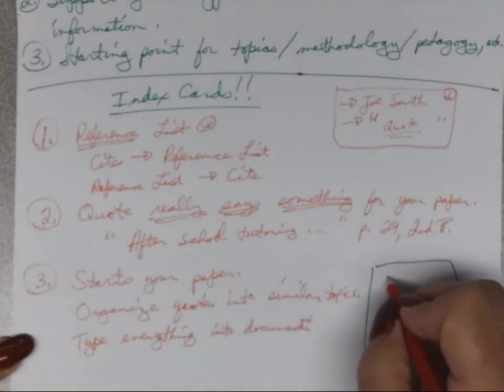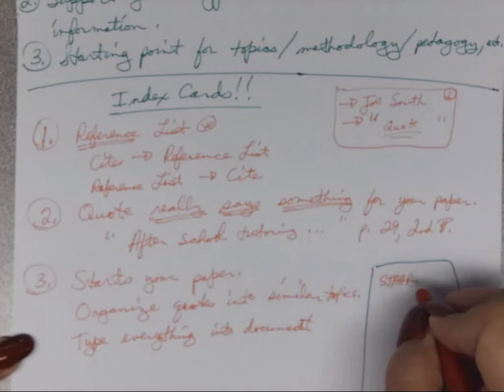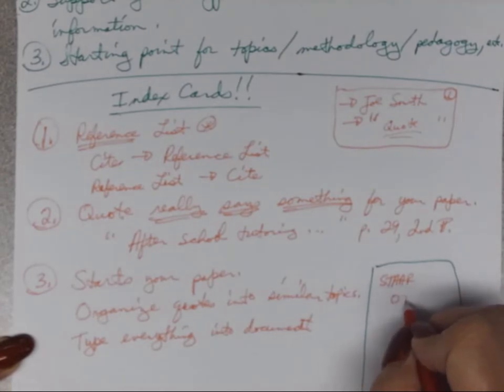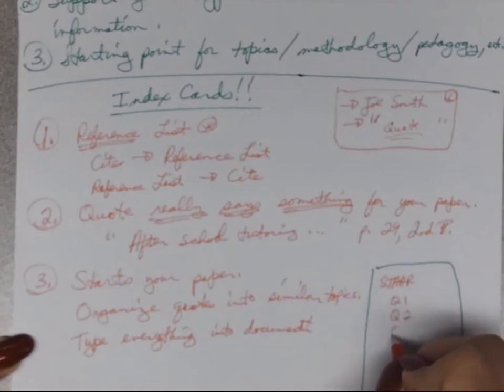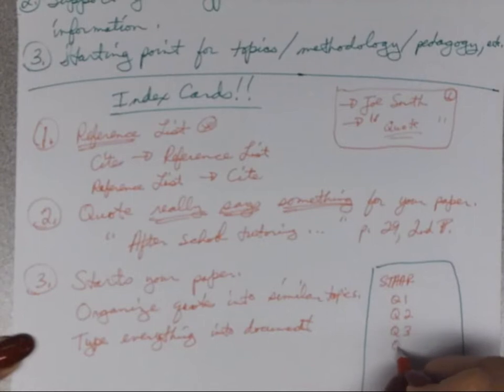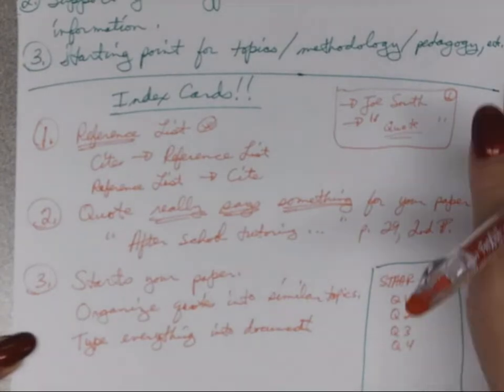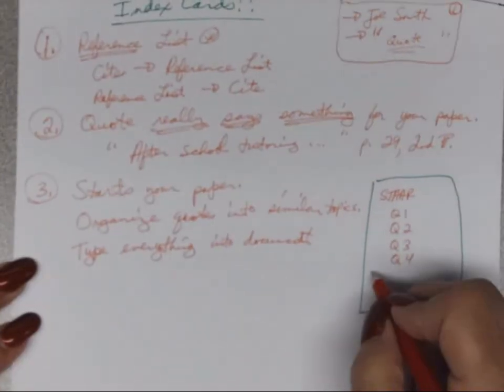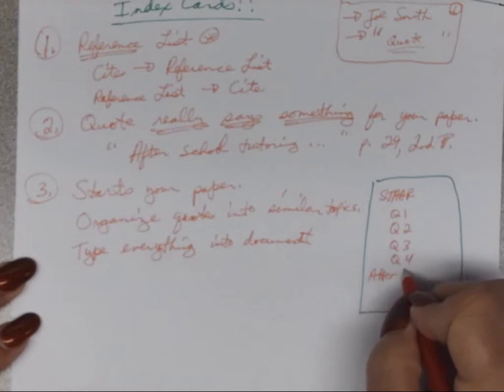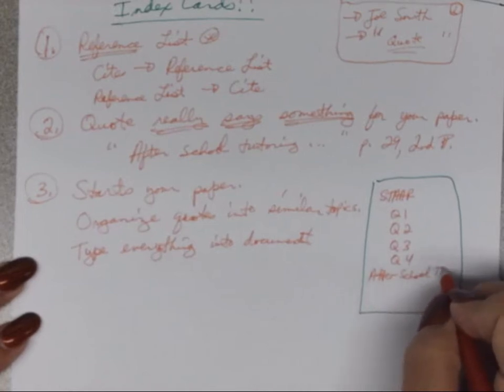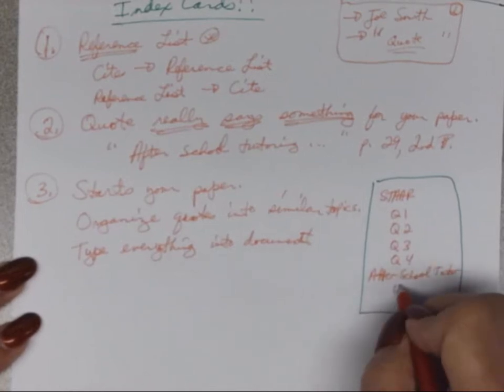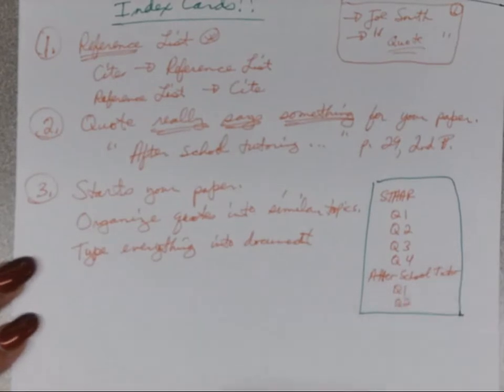So it's somewhat arranged by topic. So like here I said STAAR, and it'll be quote 1, quote 2, quote 3. And I'm not doing anything here except for just typing that stuff up. And then the next topic might be after school tutoring programs. Quote 1, quote 2, quote 3.